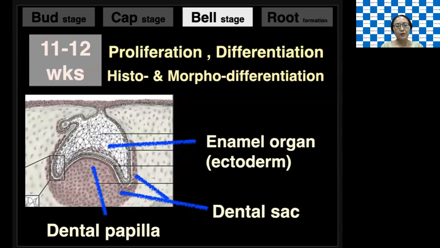Okay, let's move to the bell stage. The bell stage starts from 11 to 12 weeks in the uterus. The main processes in the bell stage are proliferation and differentiation. And the differentiation includes histodifferentiation and morphodifferentiation. So let's see the process of differentiation in the enamel organ, the dental papilla and the dental sac.